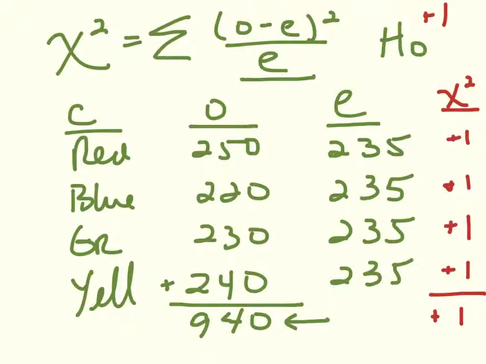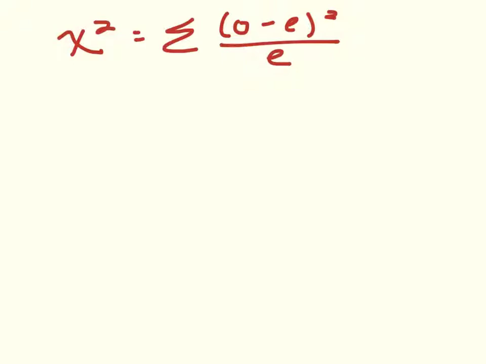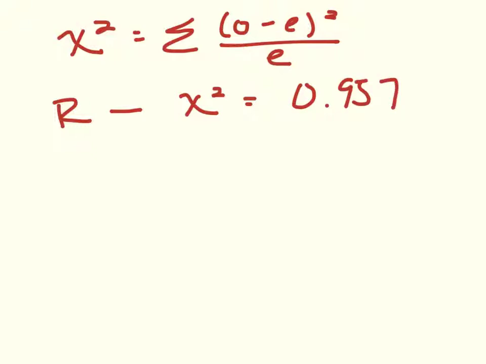So let's take a look at how we calculate these chi-square values. All right, to remind us one more time, our chi-square value is equal to the summation of our observed values minus our expected values squared, all over our expected values. And so when we calculate chi-square for red, we get 250 minus 235 squared, 15 squared, over 235. That gives us a chi-square value equal to, and we round it to maybe 3 decimal points or so, 0.957.